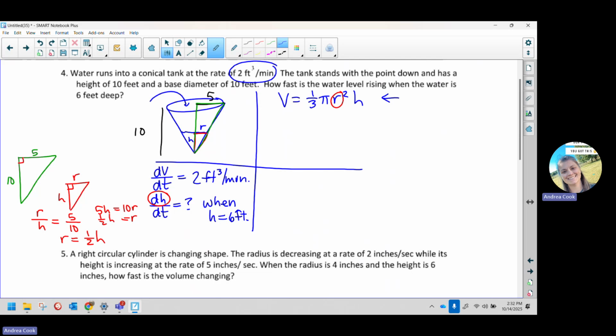All right, so volume. Instead of R, I'm changing it to 1/2 H, so it's (1/2 H) squared, and now I have to simplify this before I find the derivative. You can't find the derivative with it looking like that. So 1/3 pi, 1/4 H squared times H, which is 1/12 pi H to the third.